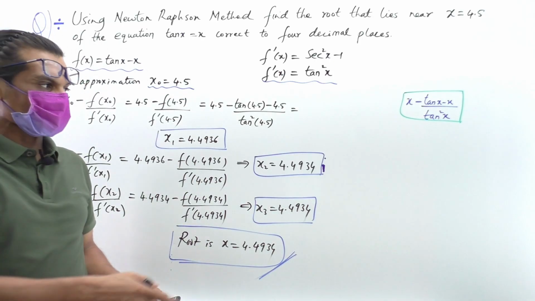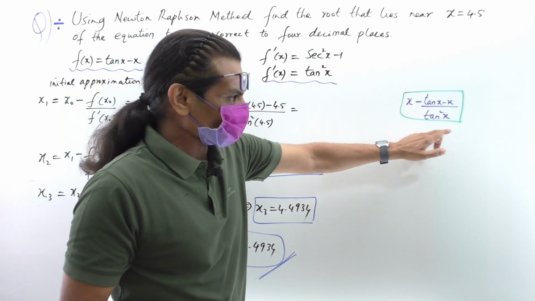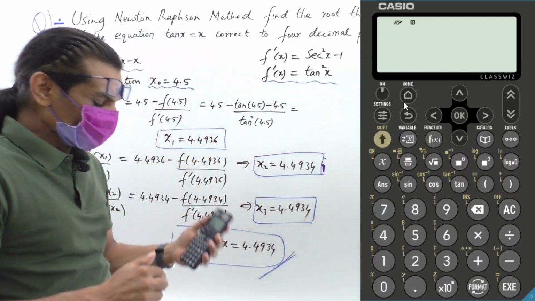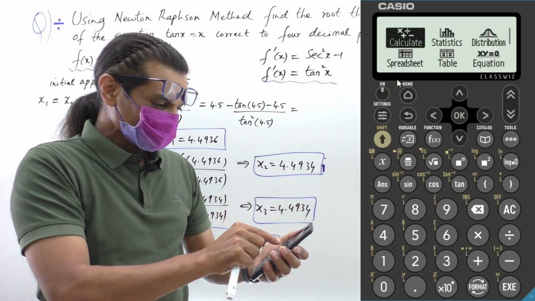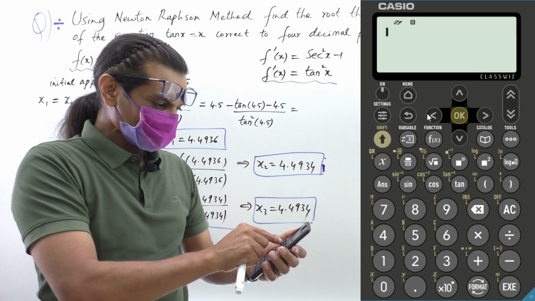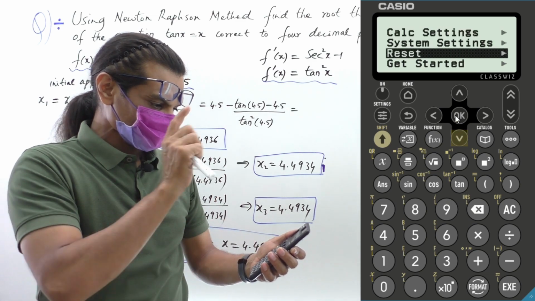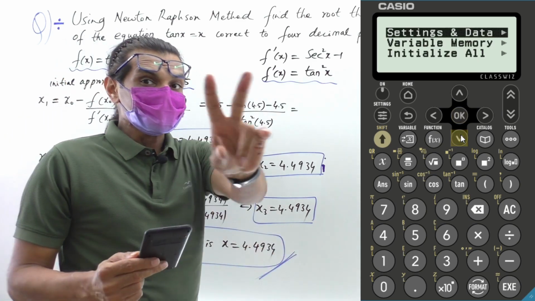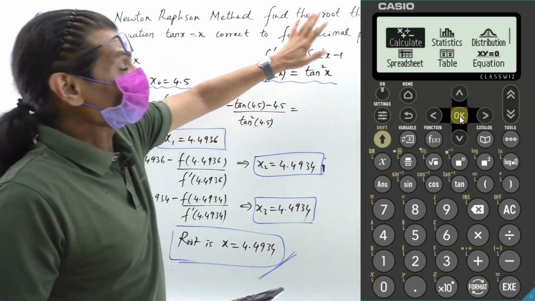So watch carefully, the emulator is here. As we already know, the function is x minus tan x minus x over tan square x. You can check the emulator. So first, as always, we reset the calculator. Go to home, calculate, then go to settings, again go to reset and initialize all. Yes, done. Again, two important things: one is the radian mode and the other is the 4 decimal places.